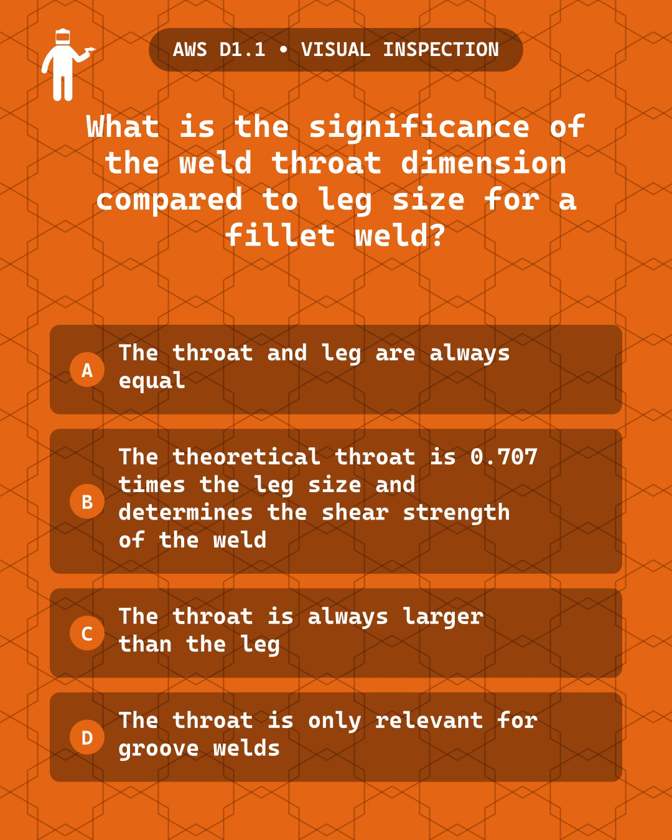Question 2. What is the significance of the weld throat dimension compared to leg size for a fillet weld? Is it A, the throat and leg are always equal, B, the theoretical throat is 0.707 times the leg size and determines shear strength, C, the throat is always larger than the leg, or D, the throat is only relevant for groove welds?